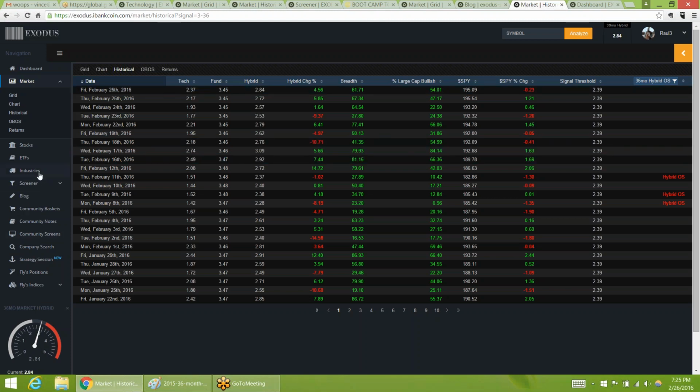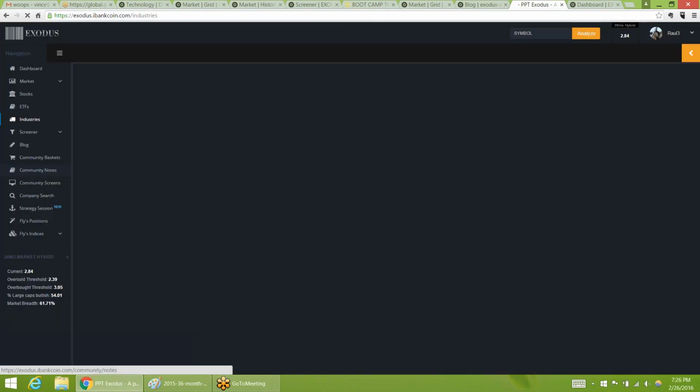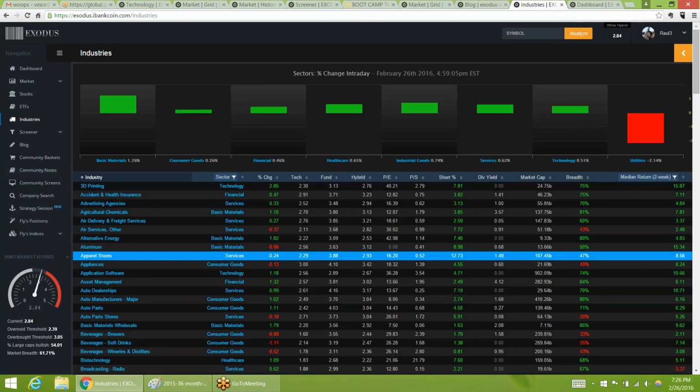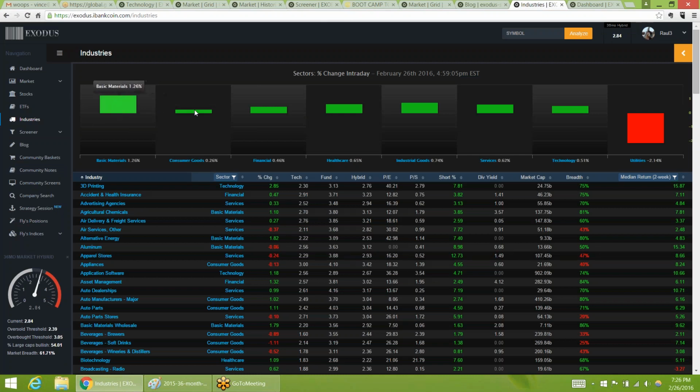So back on the industries page, let's look at some of the stuff I like to use intraday to gauge what's going on, if a rally is going to stick or if it's going to give way. There's a few things I like to look at. So on the industries page, I'm always looking at this bar chart across the top. This is showing you the intraday performance of each sector. And remember, when the live quote starts streaming in, this will be adjusting automatically. So this will be even more interesting. But for now, you can always hit Control-R to refresh it.